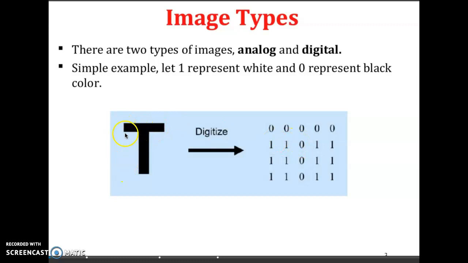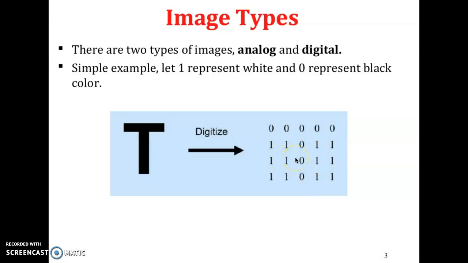We have broken this image into 4 by 5 pixels, 5 columns and 4 rows. The pixels which lie on the black are represented as zeros, zeros here, zeros here, and the pixels which lie on the white area are represented as ones. So this is the technique of digitization. The digitized image is useful for processing using digital computers.